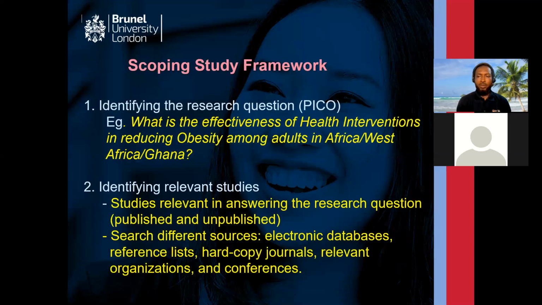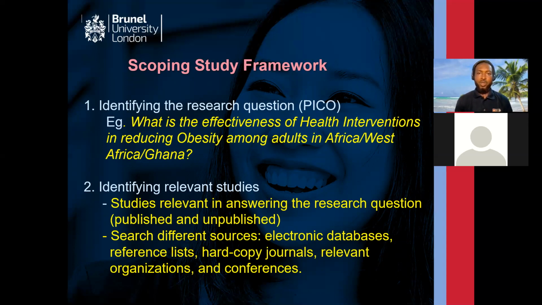Then let's quickly run through the scoping review framework. This is the framework that will help you in the processes and procedures of conducting your scoping review, right? So the first one is to identify the research question. Identifying your research question means using the PICO framework. PICO stands for population, intervention, control or comparator, and outcomes. All right. So it helps you to frame your research questions.